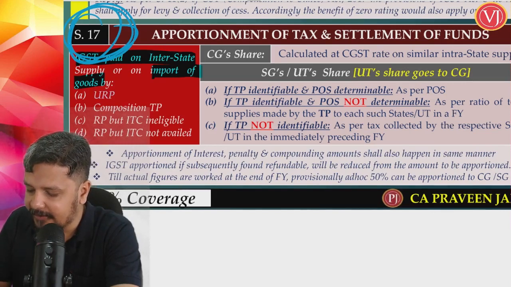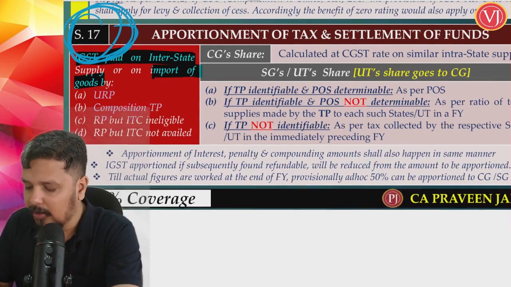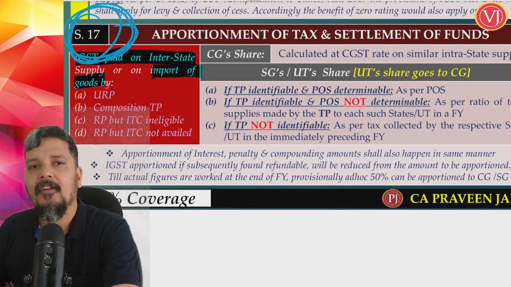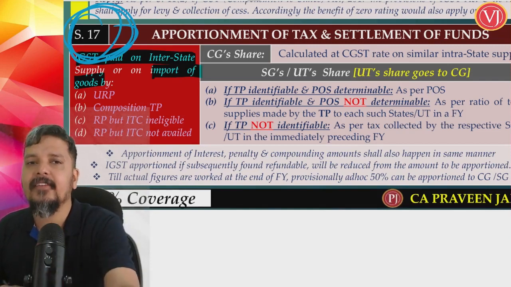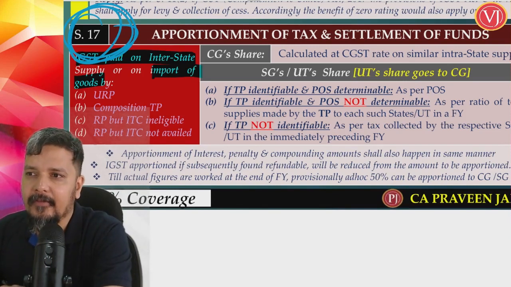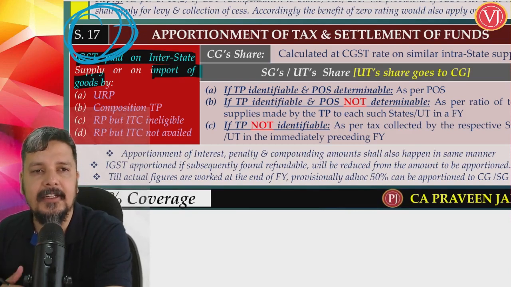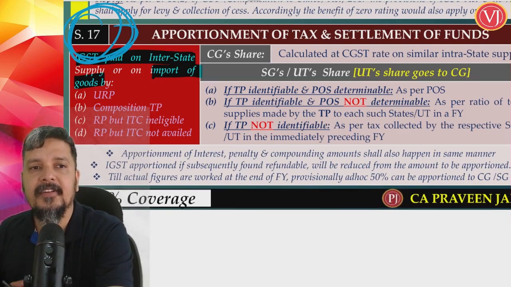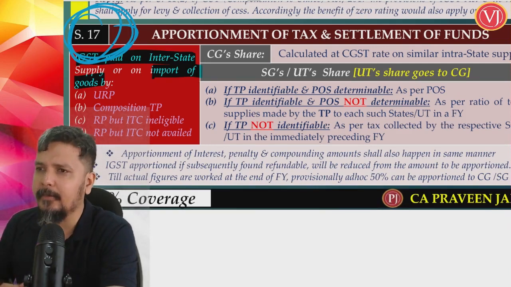That is by an unregistered person or composition taxable person, or a registered person where ITC is ineligible, or a registered person where ITC is not availed. In all such cases, we find that ITC is not taken. Correct? If the recipient is unregistered, he cannot take the credit. If the recipient is a composition scheme dealer, he cannot take the credit. If the recipient is a registered person but not eligible for ITC, it is not taken. If the recipient is a registered person eligible for ITC but he has not availed it for some reason, it is also not taken.